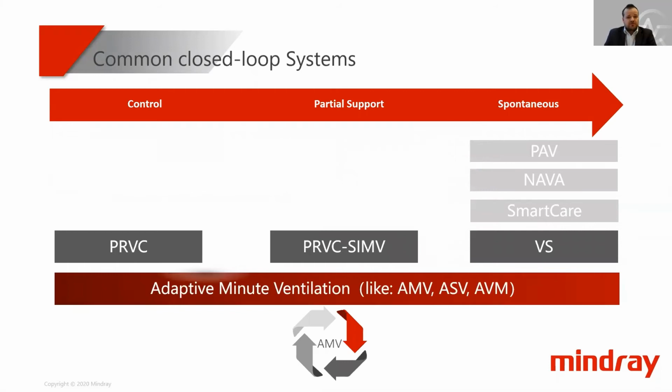There are several closed-loop system modes on the market. However, usually they are only dedicated for a specific period of the ventilation therapy, controlled or spontaneous breathing. AMV is the closed-loop system mode with most extensive period, meaning that it can be used during all 3 types of therapeutic periods. Please note that AMV, ASV, and AVM are essentially the same modes. The operation principle is similar. However, each manufacturer called it differently.